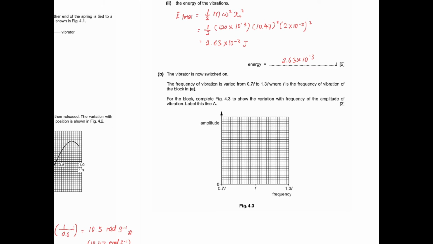Okay, now B, the vibrator is now switched on. The frequency of vibration is varied from 0.7 F to 1.3 F, where F is the frequency of vibration of the block in part A. So for the block, complete figure 4.3 to show the variation with frequency of the amplitude of vibration. Label this line with A, capital A.